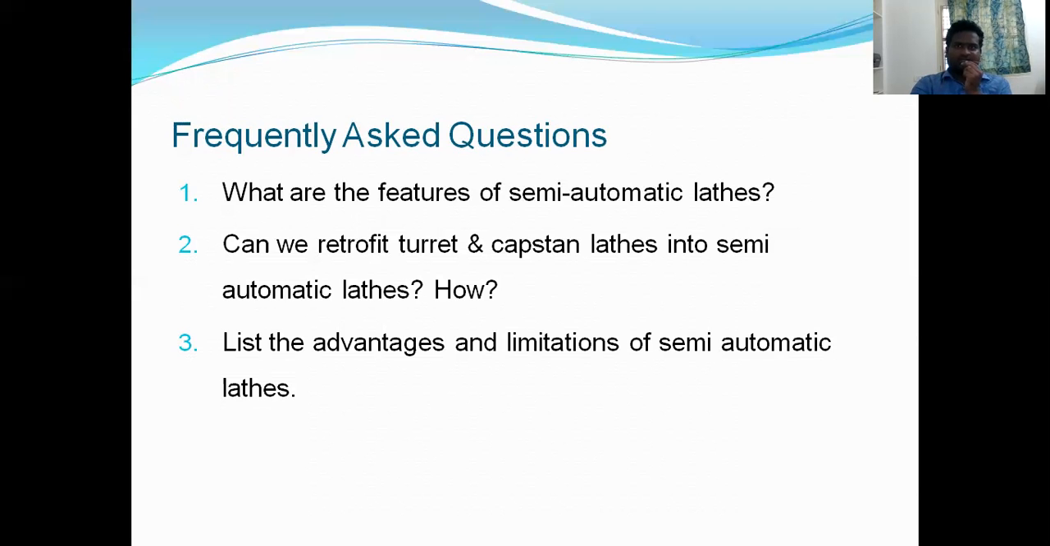So with this I conclude today's session, where we discussed the automatic lathe and semi-automatic lathe. In tomorrow's session we will discuss other types of lathe systems. Thank you.